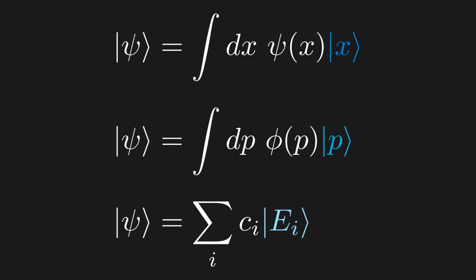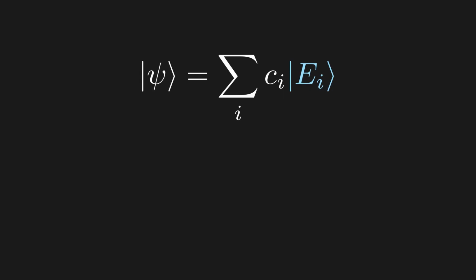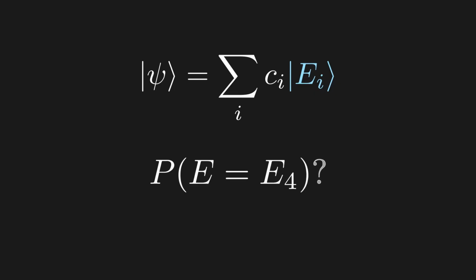Note that this is the same quantum state in all of these expansions. We are just expanding the state in a different basis. Let's take a closer look at the energy eigenbasis expansion. Given that we have expanded our quantum state in terms of the energy eigenbasis, how would we use this to find the probability of measuring an energy of, say, E4?